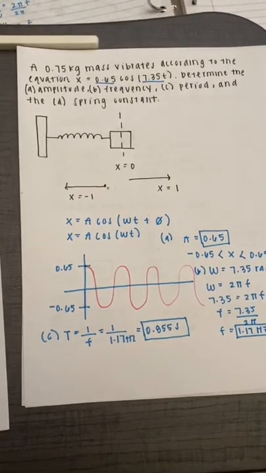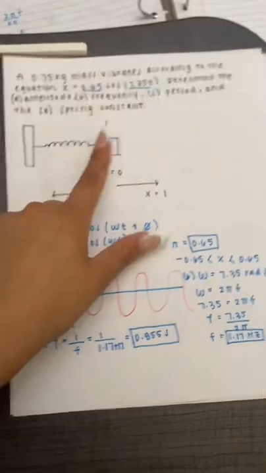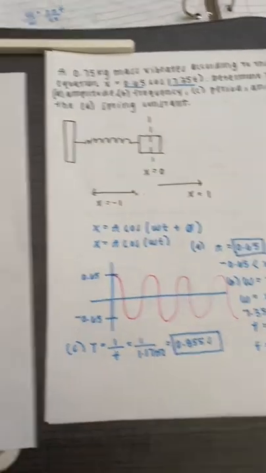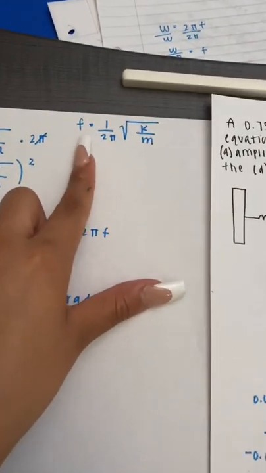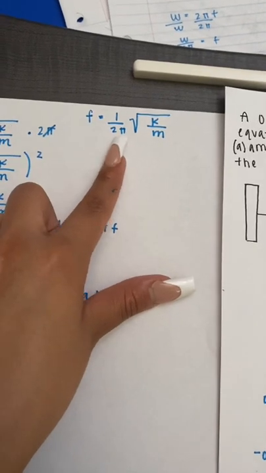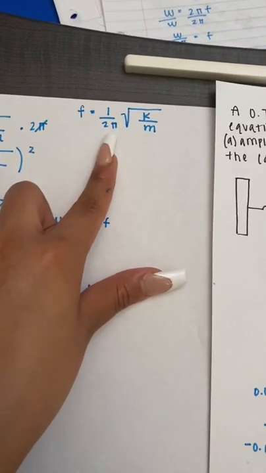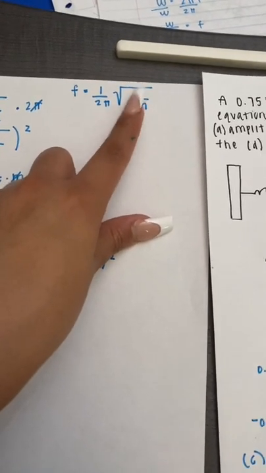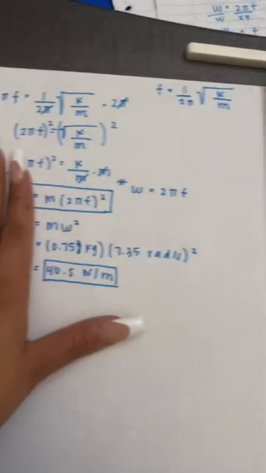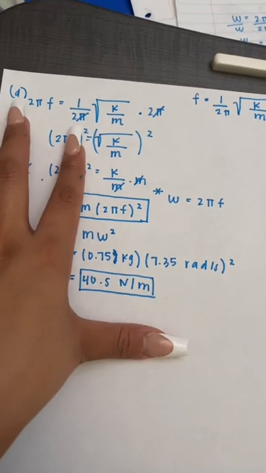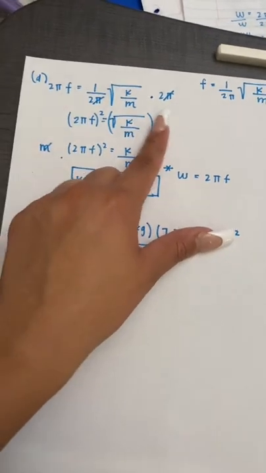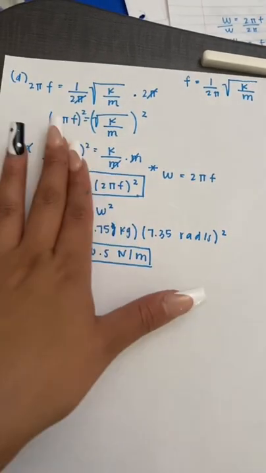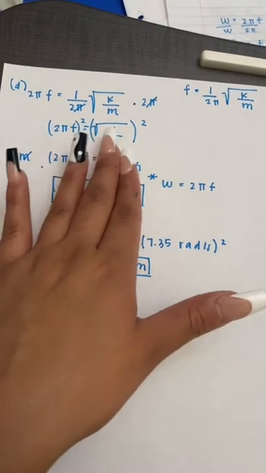And the last thing this problem is asking for is for us to solve for the spring constant. In order to solve for the spring constant, we're going to have to use this formula right here. As you can see, frequency equals 1 over 2 pi times the square root of k over m. k is what we are looking for. So in order to get to k, we're going to have to multiply both sides by 2 pi, like I did here. We multiplied both sides by 2 pi, and we canceled that out. From there, we get 2 pi f equals the square root of k over m.